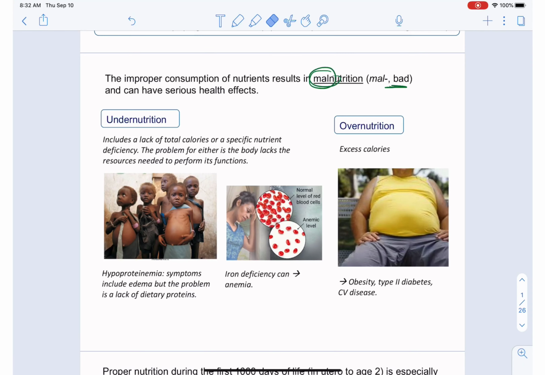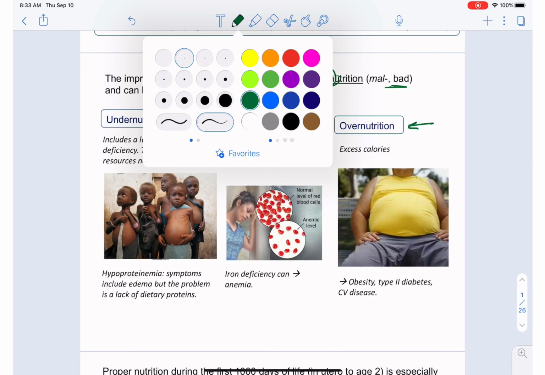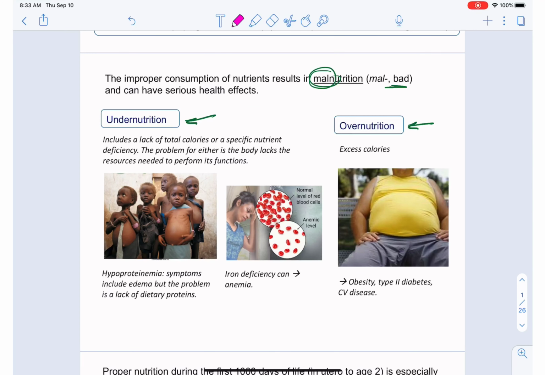And we can categorize malnutrition. We can have either undernutrition or we can have overnutrition. And when we're talking about undernutrition, we're talking about a lack of total calories. And so you're not ingesting enough calories to meet the energy needs of the body. So that's one type of undernutrition.